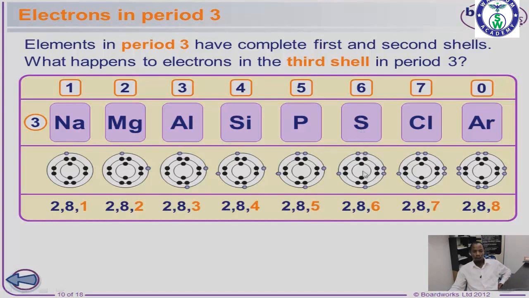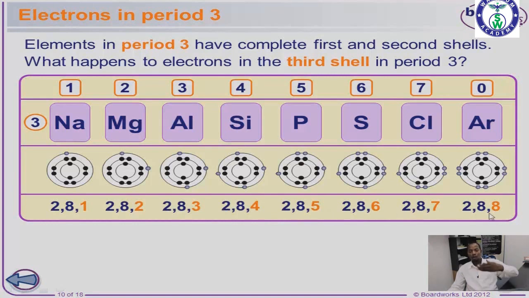For sulfur, we have 2 in the first shell, 8 in the 2nd, and 6 in the 3rd shell. So the atomic number will be 16. For chlorine, same thing, 2, 8, and 7, because the atomic number is 17. For argon, it's 2, 8, and 8, which completes the shell. So if you take a look at the pattern, it goes 2,8,1; 2,8,2; 2,8,3; 2,8,4; 2,8,5; 2,8,6; 2,8,7; 2,8,8.